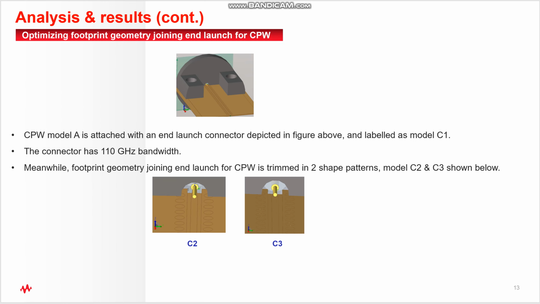Next, optimizing the footprint geometry joining the end launch for CPW. Model A is attached with an end launch connector depicted in figure above and labeled as model C1. The connector has 110 gig bandwidth. Meanwhile, footprint geometry joining the end launch for CPW is trimmed in two shape patterns, model C2 and C3 shown below.